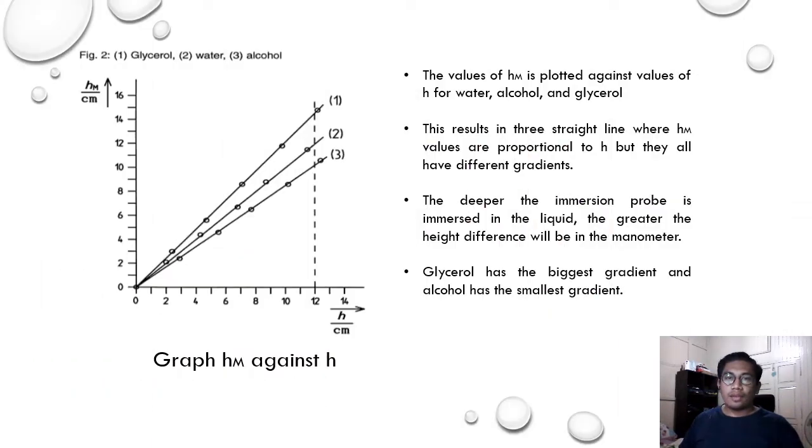From the values of HM and H obtained, the graph of HM against H is plotted, resulting in three straight lines where HM values are proportional to H, but they all have different gradients. We can conclude that the deeper the immersion probe is immersed in the liquid, the greater the height difference will be in the manometer, because the value of HM is directly proportional to H. We also can see that glycerol has the biggest gradient and alcohol has the smallest gradient.